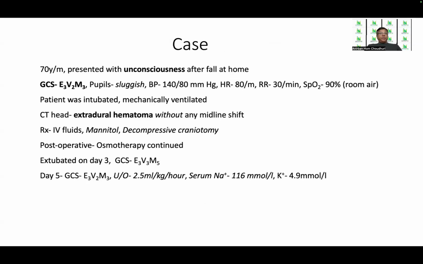A 70-year-old male presented with unconsciousness after a fall at home. The GCS initially was E3V2M3. Pupils were sluggish. The blood pressure was normal. Heart rate was normal. The respiratory rate was mildly tachypneic. Saturation was nearly normal. But because of the poor GCS, the patient was intubated and mechanically ventilated. The CT head revealed extradural hematoma without any midline shift.